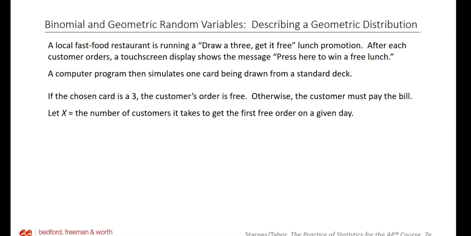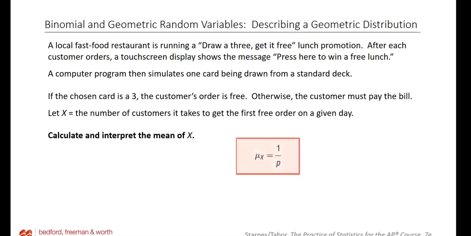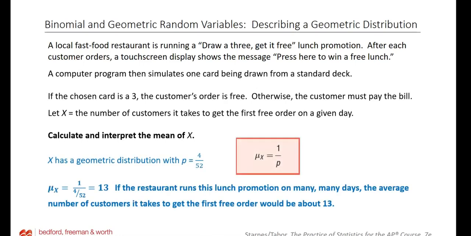The x is the number it takes to get the first free order. The fact is it says first free, so we don't know if that's going to be the second customer, the third customer, the fourth customer, etc. We just don't know when the first free order is going to be given. So you want to use your mean formula here. So the mean would be 1 over p. So 1 over 1/7, which would be 7, right?